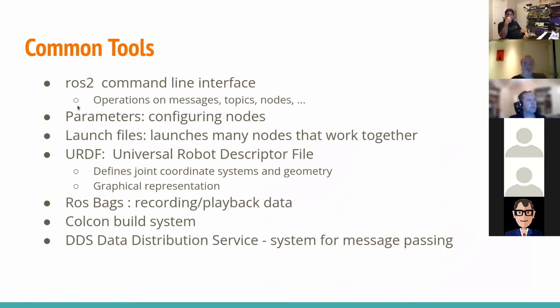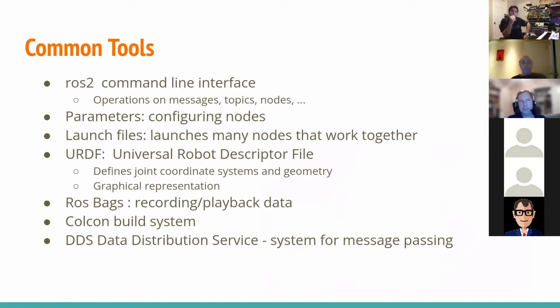Okay, common tools. We've got ROS 2, which is command line. There's a lot of things you can do with command lines. You've got parameters to configure nodes. We've got the launch files. Launch files basically let you say, here, I want to start the world with all these different nodes together, whereas with the command line, you say, I want you to start one node. The launch file says, here, set up everything I need for this particular robot application.